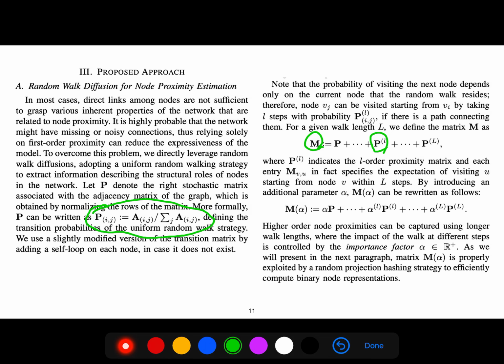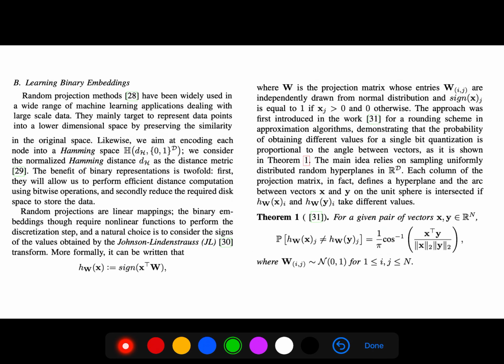But by introducing an additional parameter alpha, M of alpha can be written like this. And this is the importance factor. We call alpha the importance factor, because high order node proximities can be captured using longer walks, where the impact of the walk at different steps is controlled by this alpha.